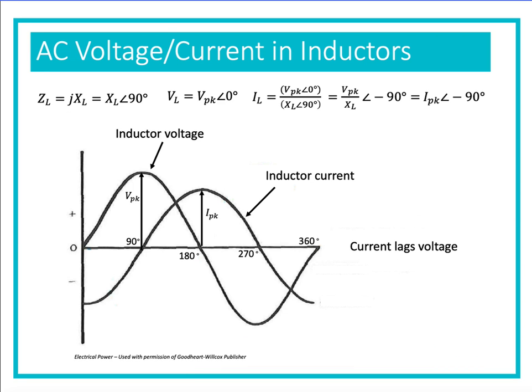And to sum all that up, you can see that in an inductor, when you have an impedance for the inductor, that impedance is going to be either an imaginary number in its rectangular or polar form. And if we assume the voltage has an angle of 0, and we use Ohm's law to figure out what the current would be, we end up with the current having a phase angle of minus 90. So you'll notice that the inductor current actually crosses the 0 axis 90 degrees later than the inductor voltage. So the current is lagging the voltage.